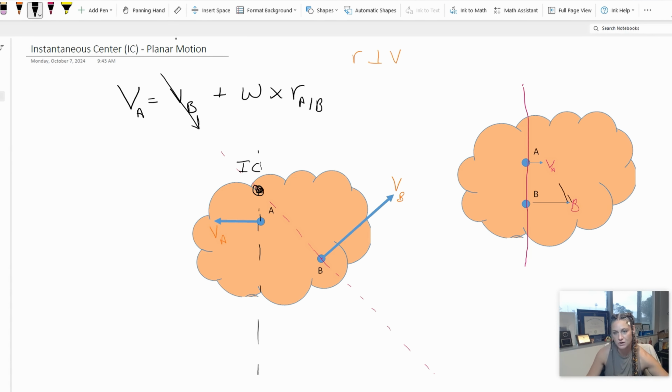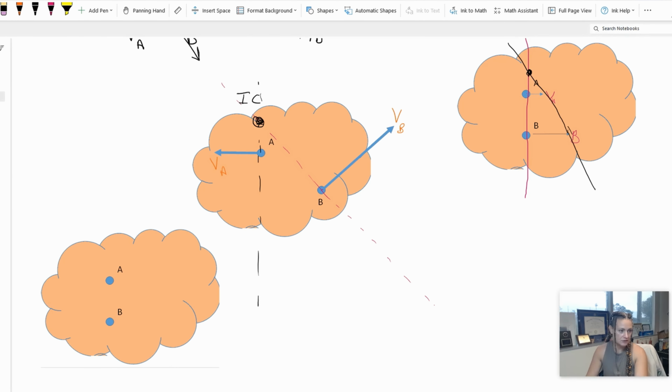So I'm going to draw a line that connects the heads, and wherever it connects is the point of rotation. And then there's one other example. We'll do it here. And what if I said that A and B have the same velocity? What would you say?